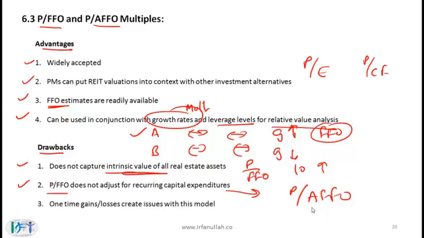So when we use AFFO, this problem is addressed, but we still need to be careful about the sorts of assumptions made. And if we are comparing this multiple across different REITs, we need to evaluate whether the same assumptions are used across the different companies. In recent times, there have been several one-time gains and losses, and this has skewed the accounting numbers to an extent which makes it difficult to compute the price to FFO and price to adjusted FFO multiples, and it also makes it difficult to compare these multiples across different REITs.